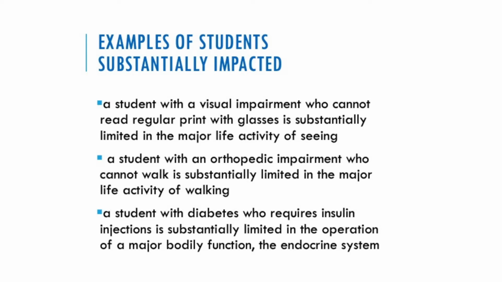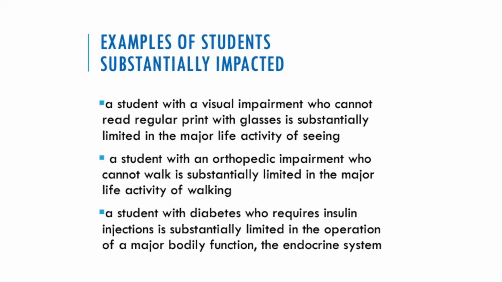These examples also illustrate the importance of having the right people at the table. For a student with a vision impairment, it may be more important to have a teacher of the visually impaired at the meeting than a school psychologist. A student with an orthopedic impairment would benefit from the expertise of a physical therapist. Collaboration with a school nurse would be a priority for students with diabetes or other health conditions.